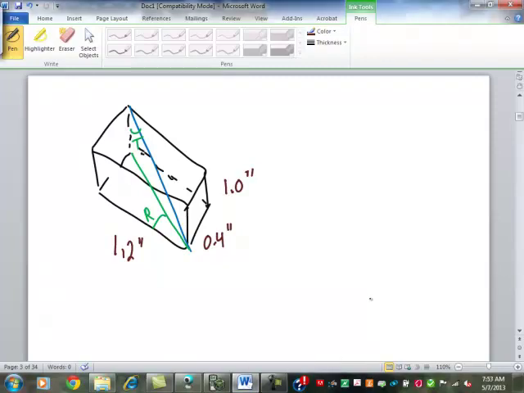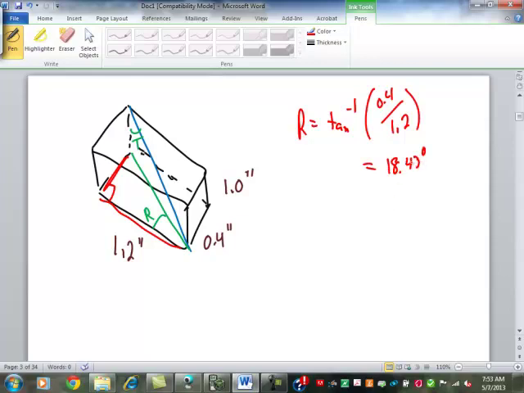Let's get back to this one. Okay, on this one, you can see I just took the dimensions out of there and put them onto the piece. So our rotation here, R, is going to be the inverse tangent of 0.4 over, 0.4 would be this one, this one, of course, will be 1.2. That inverse tangent comes out to be 18.43 degrees.